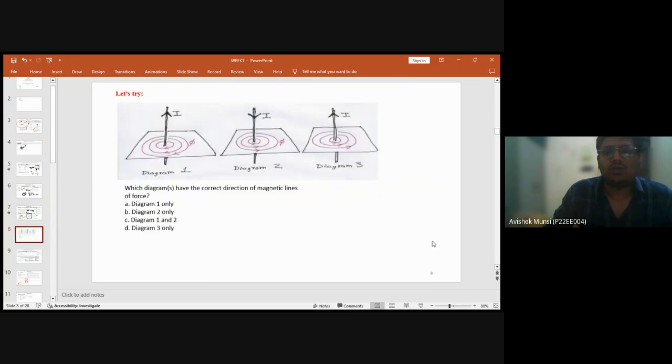So this is a problem. I'm giving 3 to 4 minutes to everyone to solve it, and after which I will solve it. Okay. So this is the problem. Try to solve it. Everyone try to solve and participate so that you can understand. Okay. I'm giving 5 minutes to solve it.